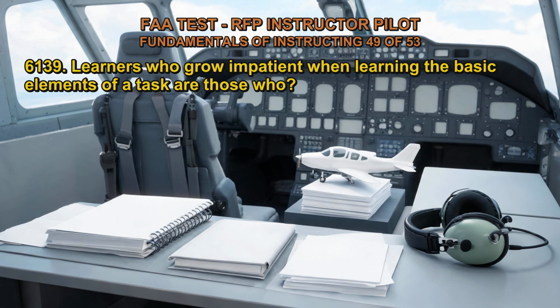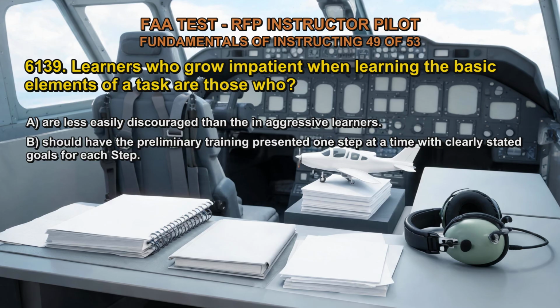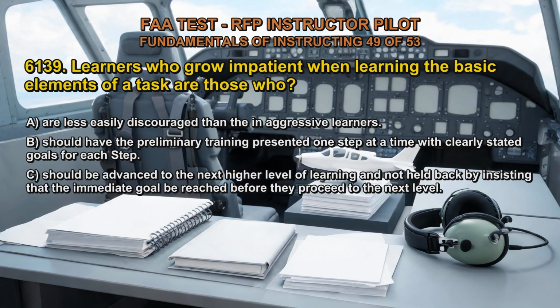6139. Learners who grow impatient when learning the basic elements of a task are those who: A. Are less easily discouraged than the inaggressive learners. B. Should have the preliminary training presented one step at a time with clearly stated goals for each step. C. Should be advanced to the next higher level of learning and not held back by insisting that the immediate goal be reached before they proceed to the next level.